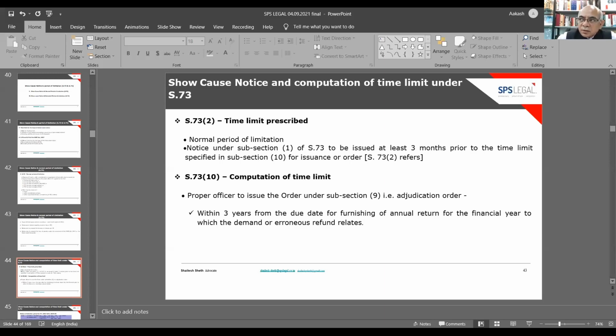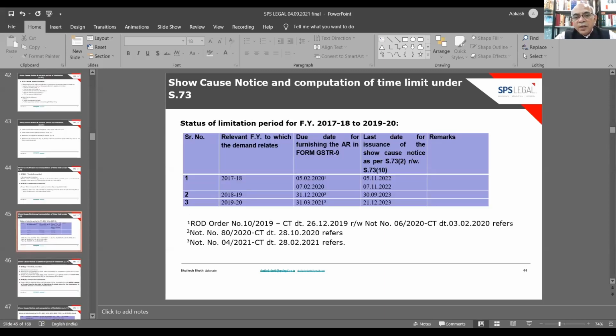And keeping these 3 years in mind, the normal period of limitation prescribed is 3 months prior to these 3 years. In other words, a show-cause notice has to be issued within 33 months by the proper officer. This period is extended under 74(10). Through a table, I have explained this.